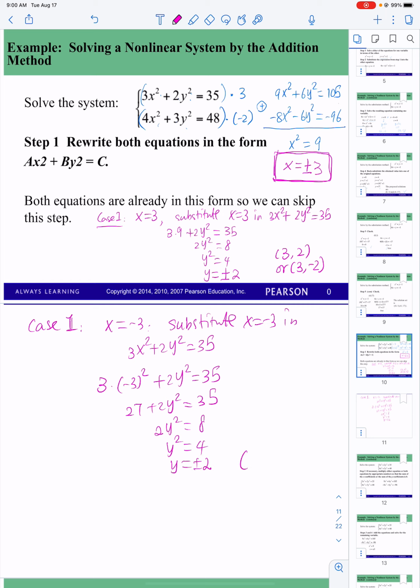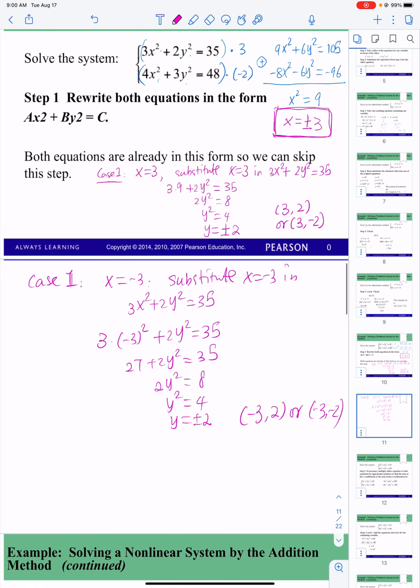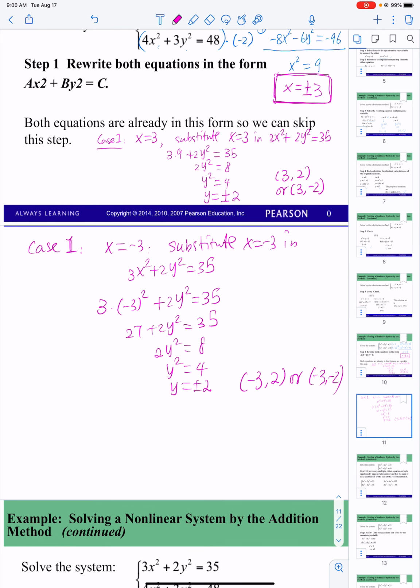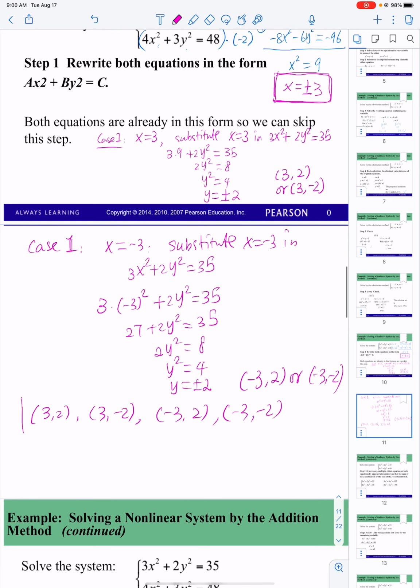So what are these points? Is it negative 3, 2, or negative 3, what? Negative 2. Are you with me? So how many solutions do you have? 3, 2, 3, negative 2, negative 3, 2, and negative 3, negative 2. So you have 4 solutions, and then you can check.